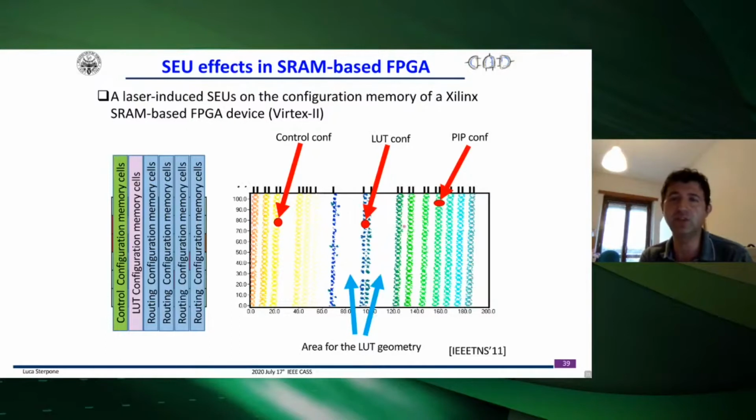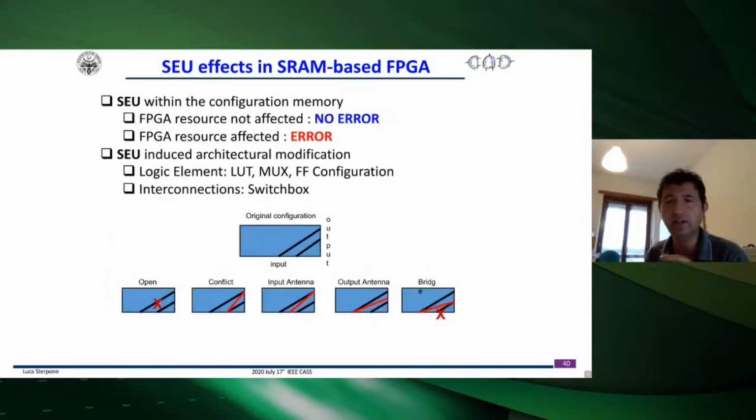And as you can see in this picture, it's not a state-of-the-art device, but it shows you that configuration frames are interleaved, and the space in the middle here is for the lookup table. So the layout is important to be considered because clearly a particle can kick a bit, but can also traverse a configuration logic. So you can have a multiple effect, not only a configuration memory bit upset, but also a transient that is propagated later.